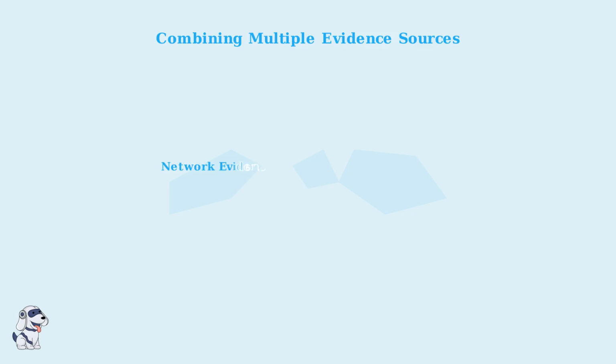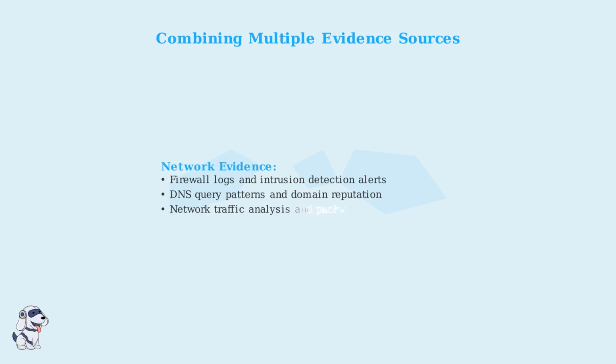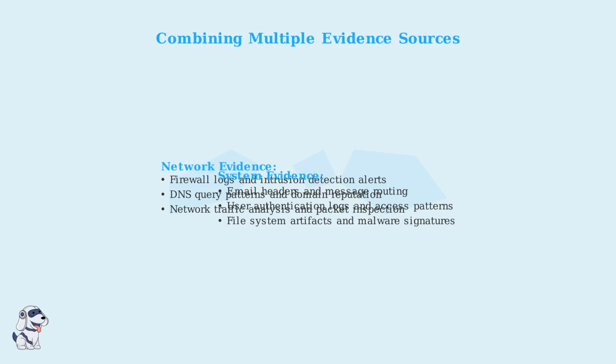Effective cybersecurity investigation requires correlating multiple data sources. Email headers, network logs, user behavior patterns, and system artifacts all contribute to a comprehensive analysis. Cybersecurity investigations must also consider important ethical and legal constraints. Privacy laws, data protection regulations, and professional ethics all govern how we can collect and use information.